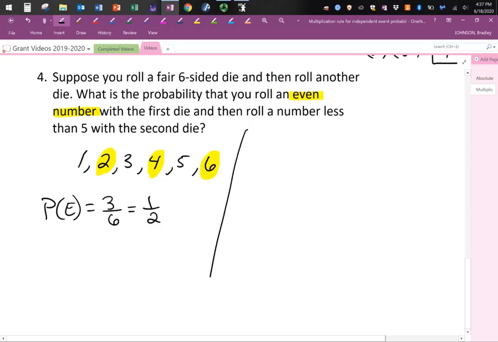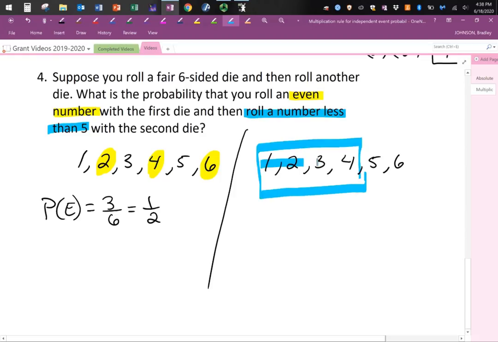Now the next part: and then we roll a number less than 5 with the second die. So let's look at all our possibilities. Let's list them out. So we roll a number less than 5. Well, what's less than 5? 1 through 4 is less than 5. Let's pick a letter for that. Let's say L, for less than. So the probability of the event L, rolling a number less than 5, happens 4 out of the 6, right? 4 out of the 6 possibilities on the die.